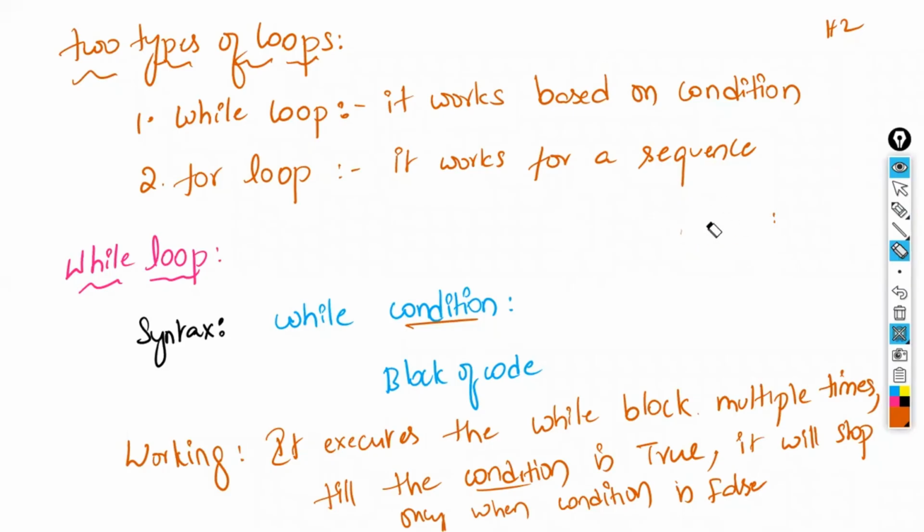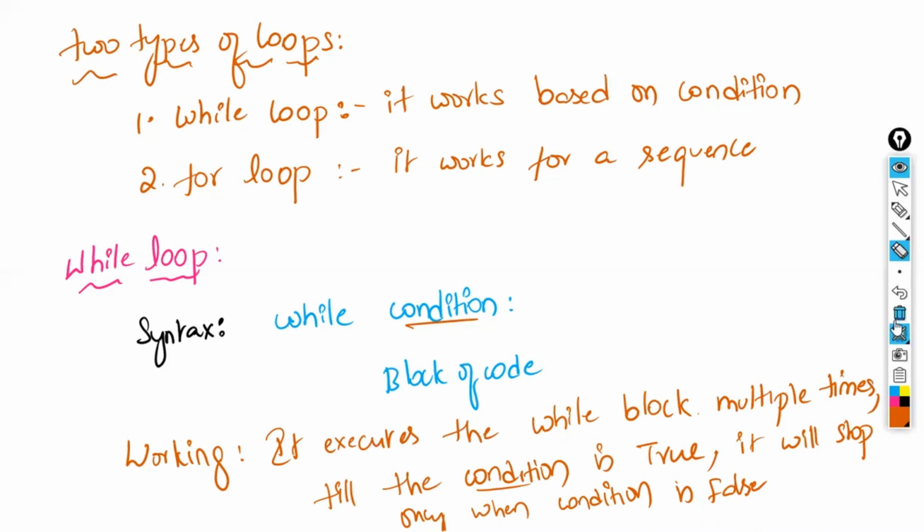So it works based on conditions, meaning the condition's output will be either true or false. Whenever the word condition is there, it means the output of the condition is true or false, right? Now, whenever the condition is false, automatically it will stop. Whenever the condition fails, it will stop executing the while block.